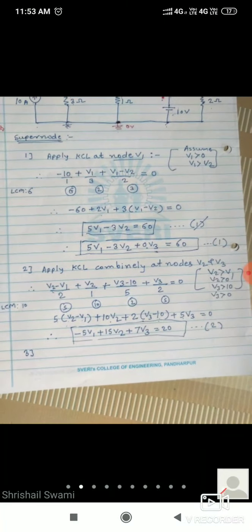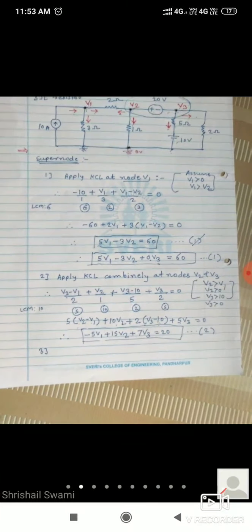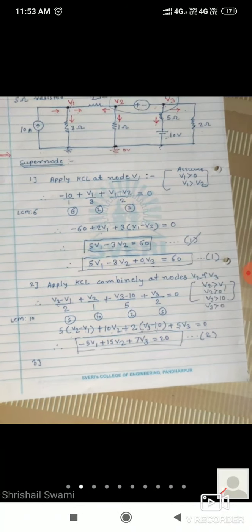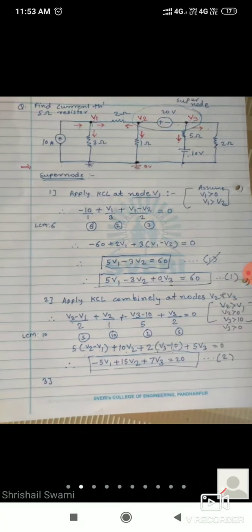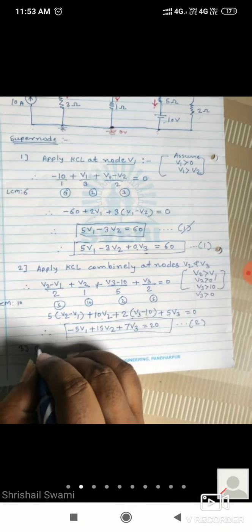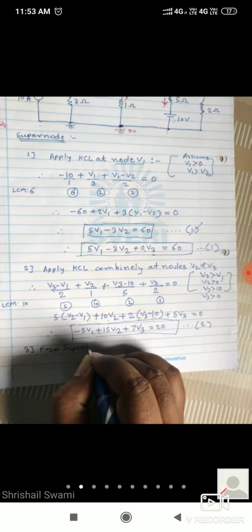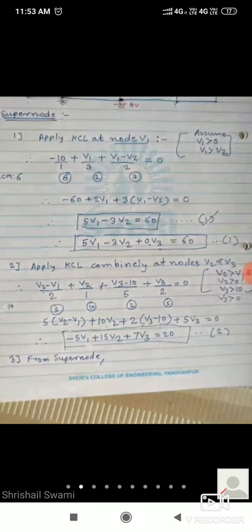That will be, I will write here, that is the step number 5 in the supernode analysis. What is the step number 5? Get the one more equation from supernode. Get the one more equation from supernode. That's why I will write from supernode. From supernode, come to supernode point. So supernode is this part.